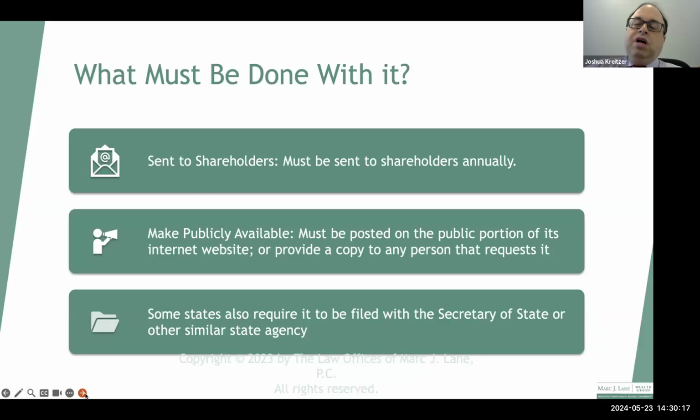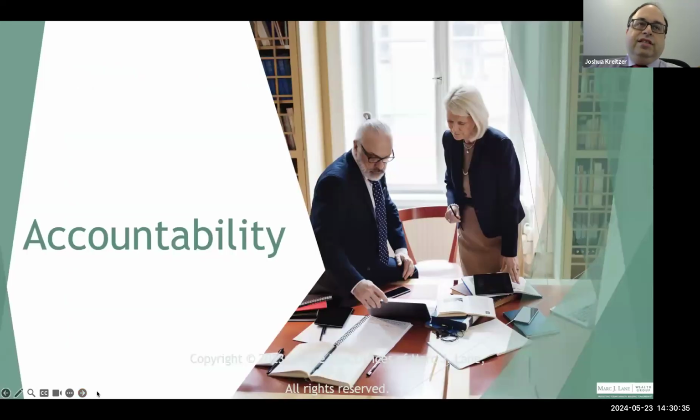However, the publicly available version can omit the compensation for the directors, and any financial or proprietary information. Some states require the benefit report to be filed with the Secretary of State or a similar state agency. Illinois does not.